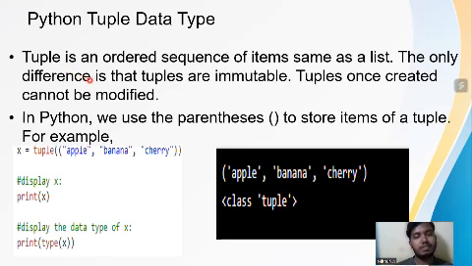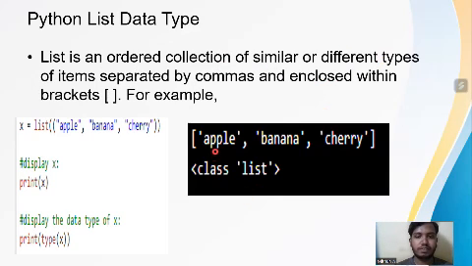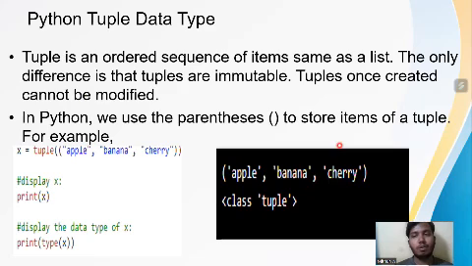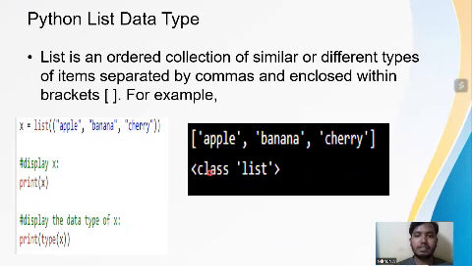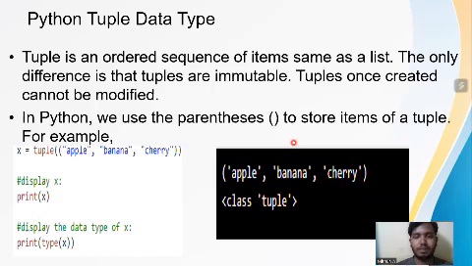A tuple is an ordered sequence of items, which is the same as a list. The only difference is that in a list we can modify the values, insert or delete, and make whatever modification is required. But in a tuple, once it is created, we cannot modify it.